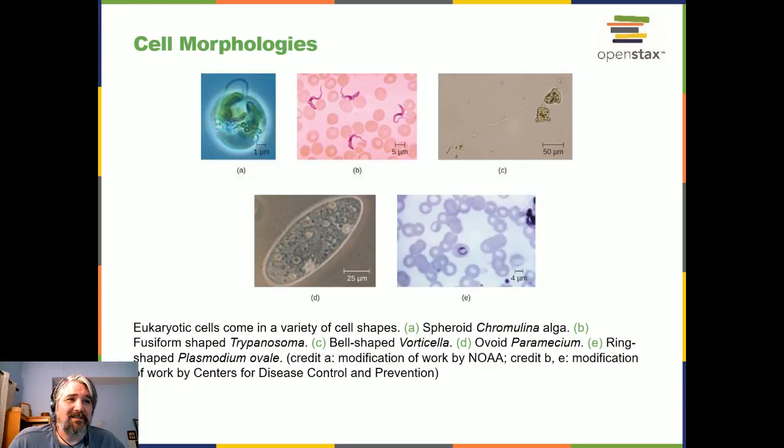Okay, cell morphologies in eukaryotes. These are varied. So we have our spheroids, we have our fusiform shape, and there's a bell shape, Vorticella, ovoid, our Paramecium, which you mostly all can probably draw from memory, and the ring shape, Plasmodium ovale. Some of these obviously are human pathogens that we're going to go over at some point.